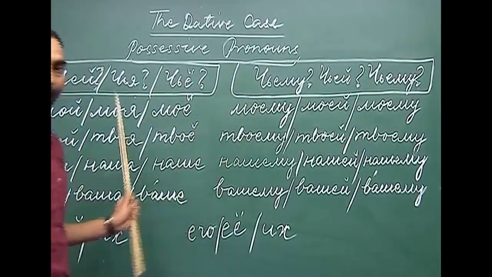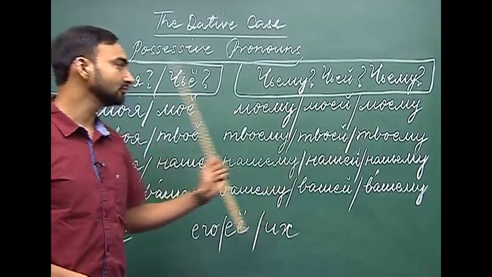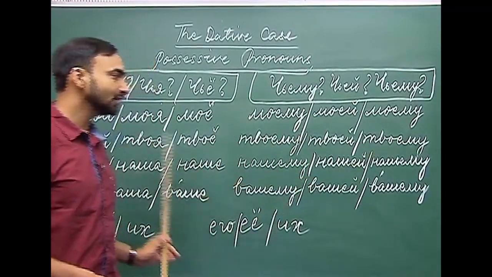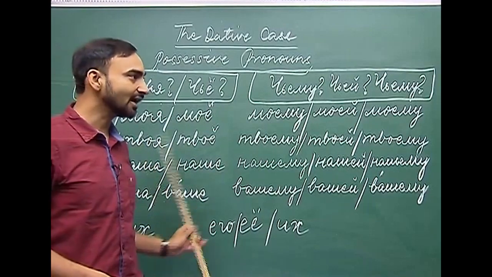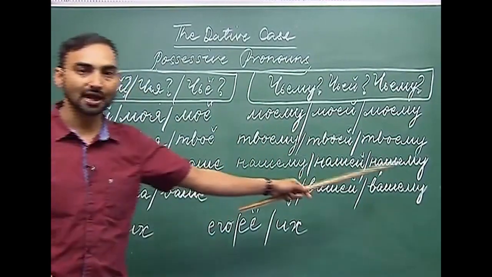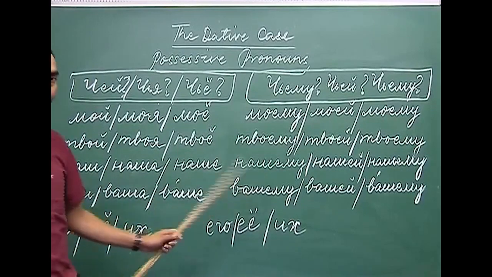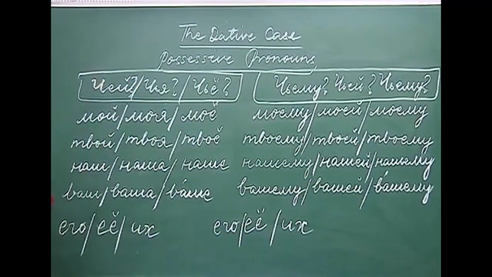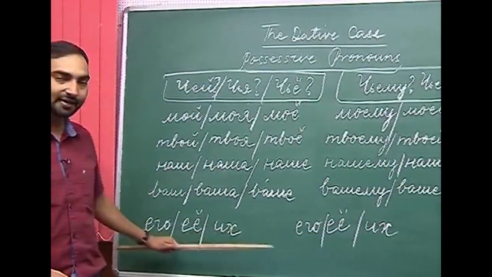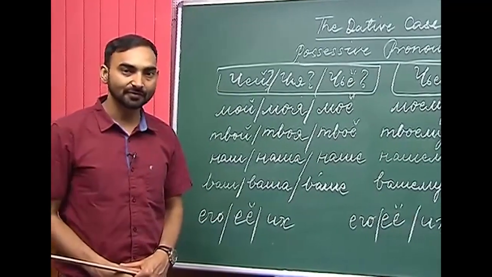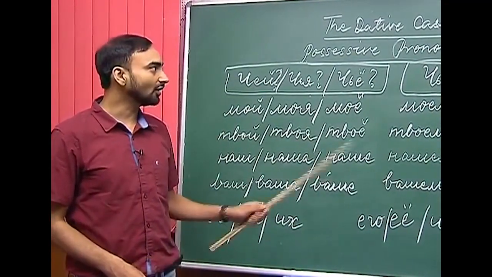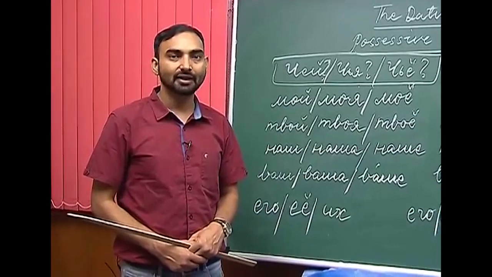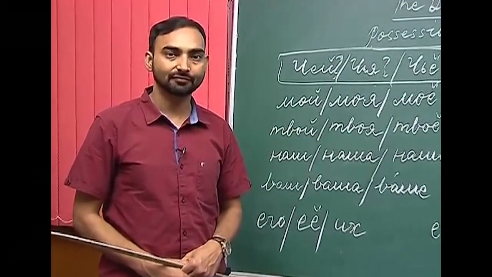Moi, maimu, maya, mayei, mayo, maimu, tvoi, tvaimu, tvaya, tvayei, tvayo, tvaimu, nash, nashemu, nasha, nashei, nashe, nashemu. Vash, vashemu, vasha, vashei, vashe, vashemu. And I have already told you that evo, eo and ich do not change their forms in any cases. So, this is all about possessive pronouns in the dative case, and these are the changes that we are supposed to make in their forms when used in the dative case.